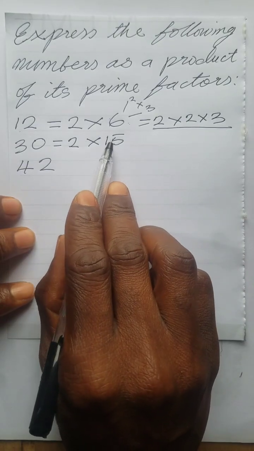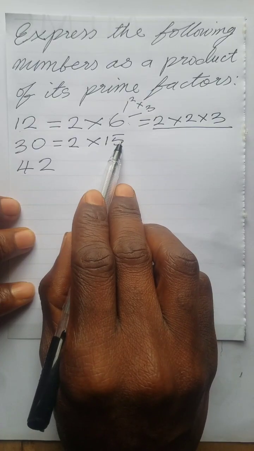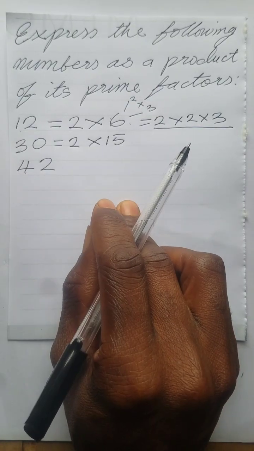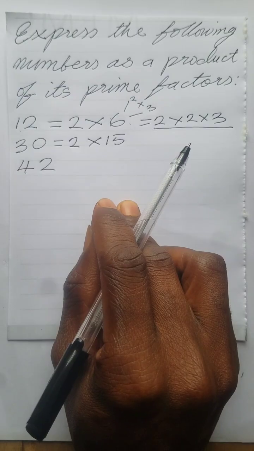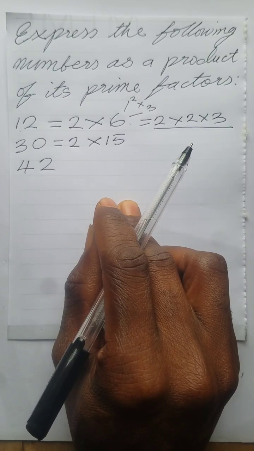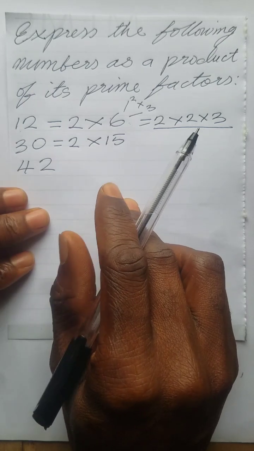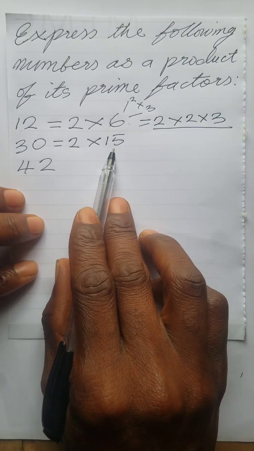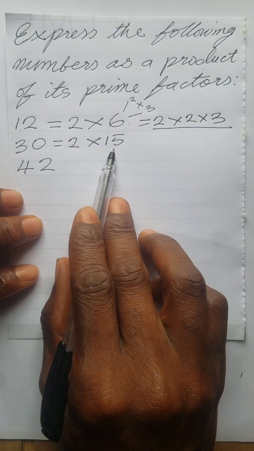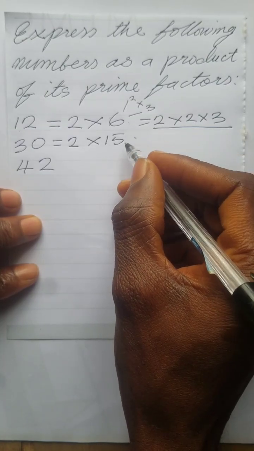But the problem is, how can I break this other guy that is not a prime number? 15 is not a prime number because it has more than 2 factors. Remember, our definition for a prime number is that it must have only 2 factors, and 15 here has more than 2 factors. So we have to break down 15. How do I break down 15?